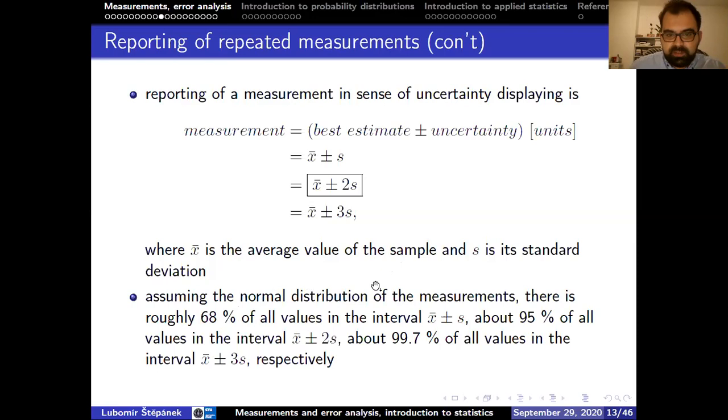At this moment we are not supposed to know what a normal distribution is. This assumption is better, but for large samples, based on the Lyapunov version of the central limit theorem, it's not necessary. And it could be proven that within this interval, average plus minus two standard deviations, there is exactly 95% of all measured values. This is a really strong claim. It's good to know about.